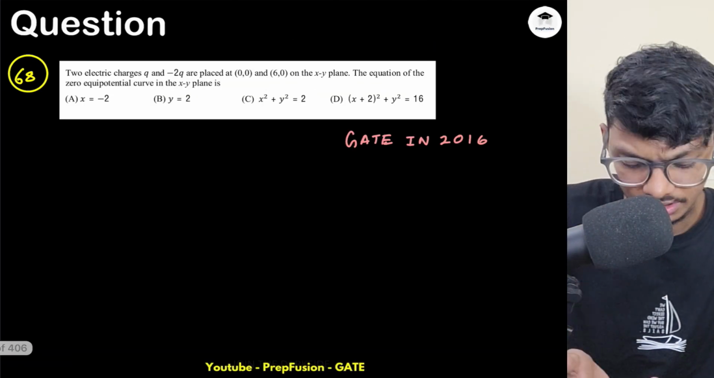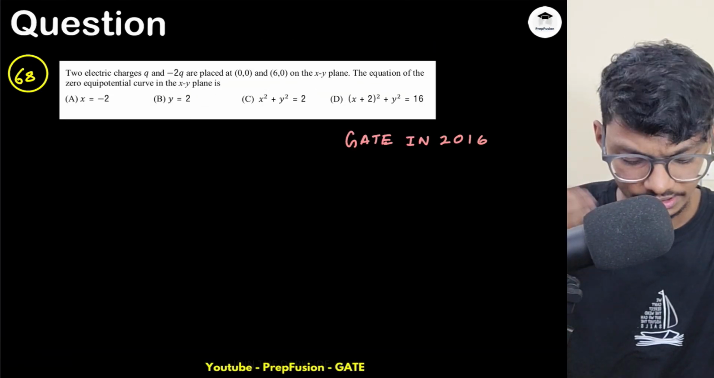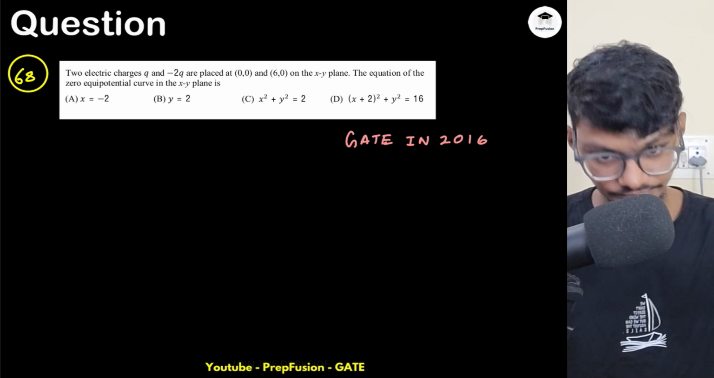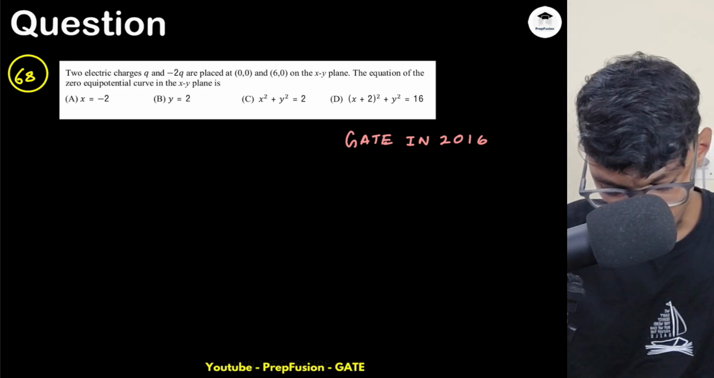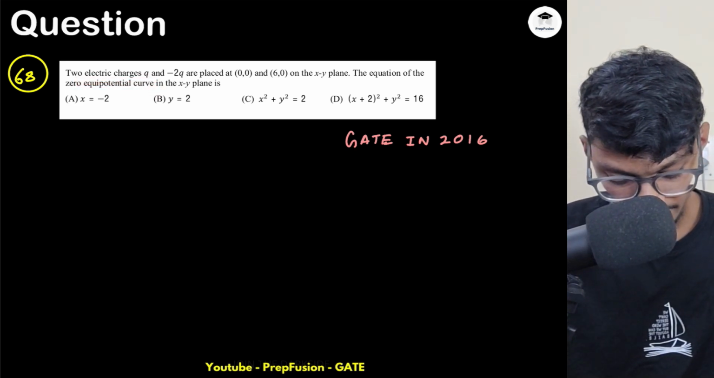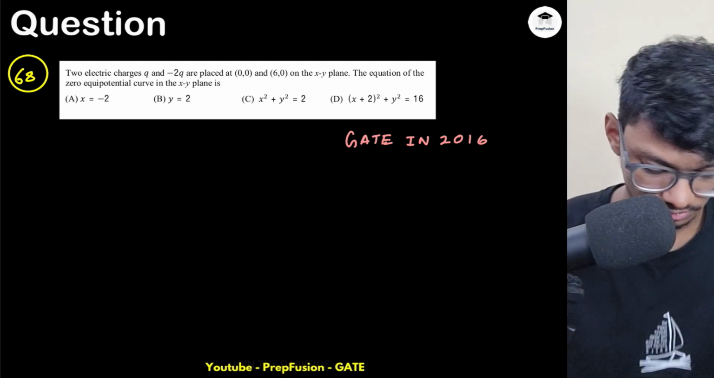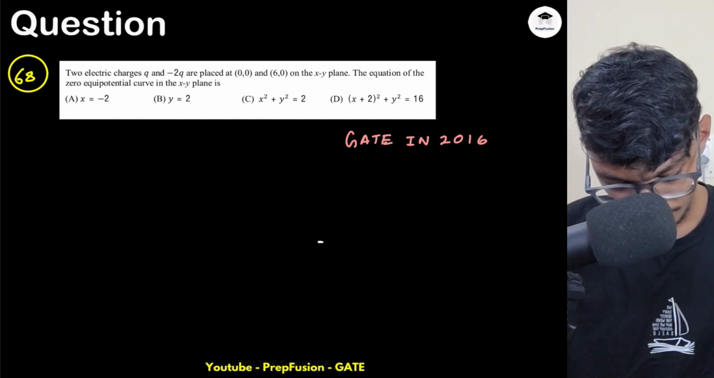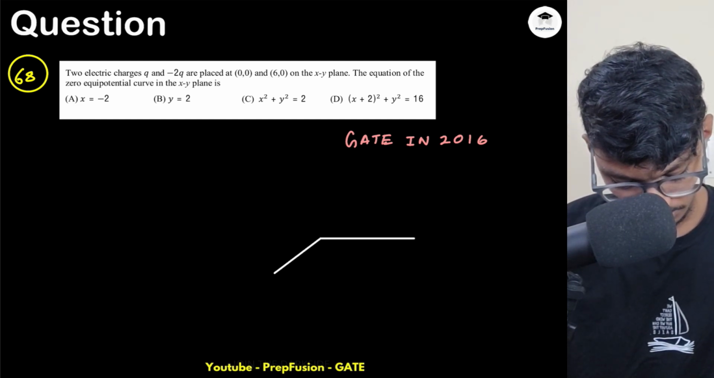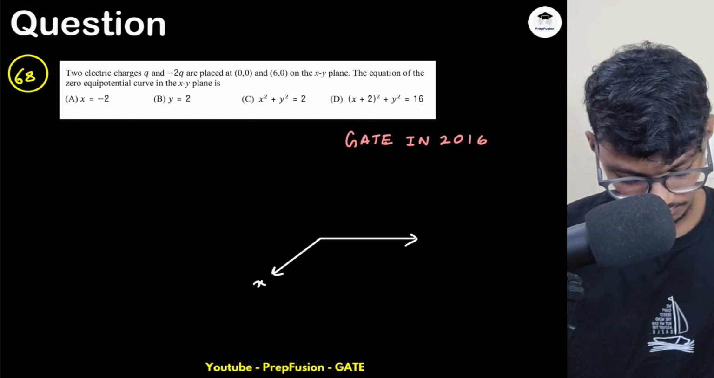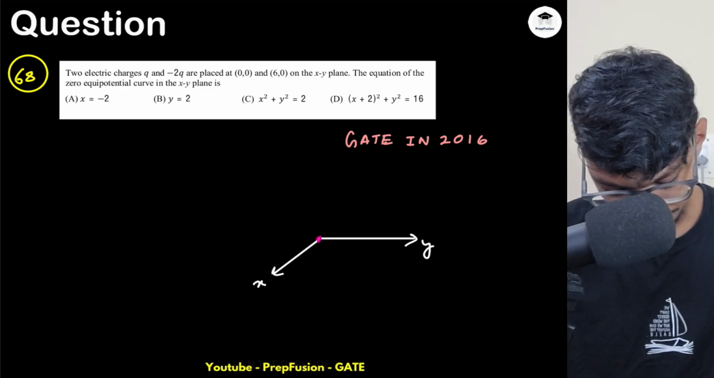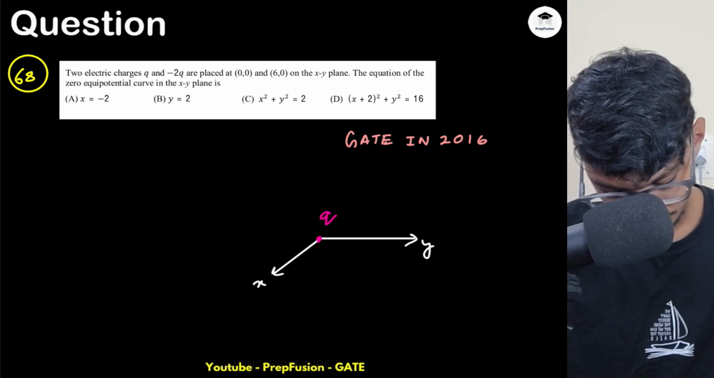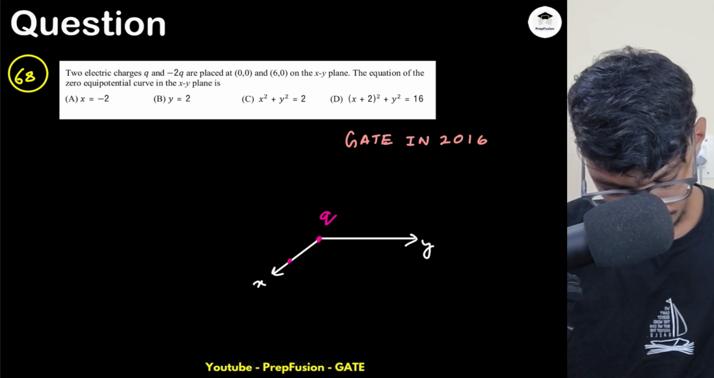Now let's do a good question on this, which came in GATE 2016. Try to solve this question and then watch my solution. Here we have two electric charges, Q and minus 2Q, placed at (0, 0) and (6, 0) on the XY plane. So we are only talking about the XY plane. If I have X and Y axes, at (0, 0) I have a charge of Q, and at (6, 0) right here I have a charge of minus 2Q.